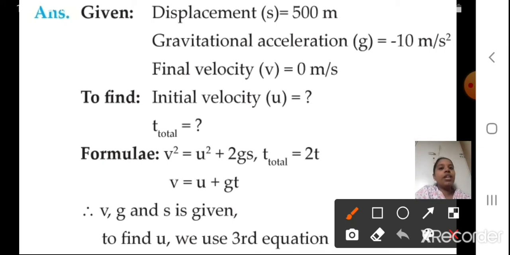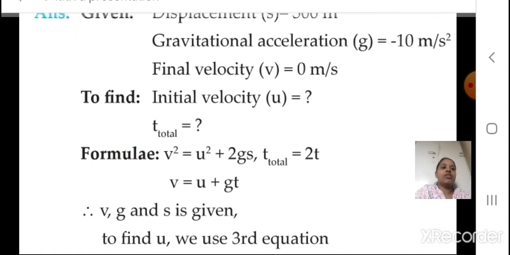Okay, now what formulas are we going to use, students? v squared is equal to u squared plus 2gs. Okay, instead of a, acceleration, we have written g. Okay, t total will be 2 into t. Why? Because we have taken the time from the ground to the top, and from the top to come back again to the ground. So we have to take 2t. Okay, v is equal to u plus gt. These are the formulas we are going to use. v, g and s are given. To find u, we use the third equation.